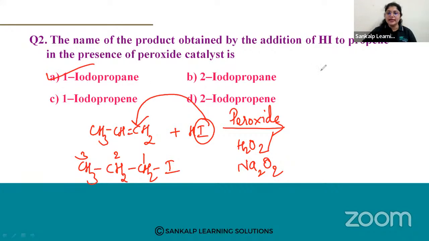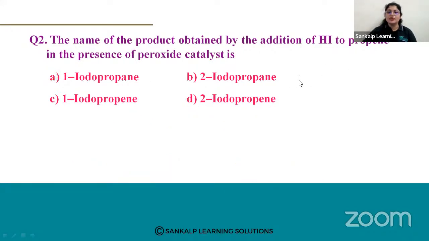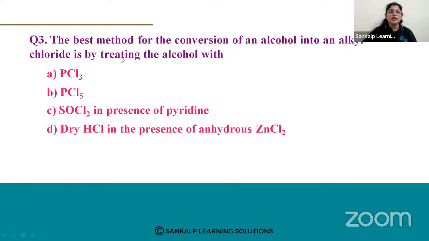So we'll go for the next one. I hope it is clear. The best method for the conversion of an alcohol into alkyl chloride is by treating the alcohol with A, phosphorus trichloride, B, phosphorus pentachloride, C, thionyl chloride in the presence of pyridine, and D, dry HCl in the presence of anhydrous ZnCl2.